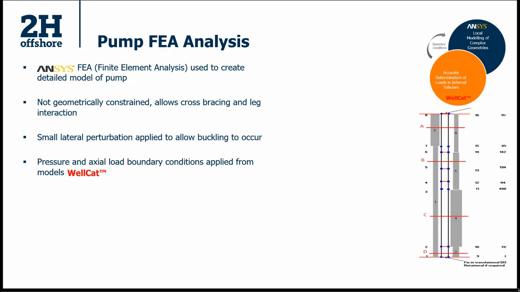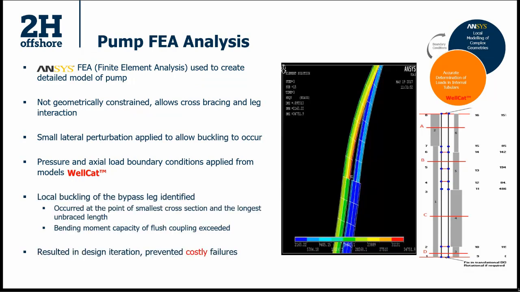And then we extracted the loads from WellCat above and below the pump and we applied them as the boundary conditions in the ANSYS model. And this is what we saw. We did in fact see that the bypass leg was buckling, and the bending moments that were induced in that bypass leg were out of the ratings of the connections in the bypass leg. It was kind of a pressure differential buckle that was causing this, but there was a failure or a breach. It was out of limits.